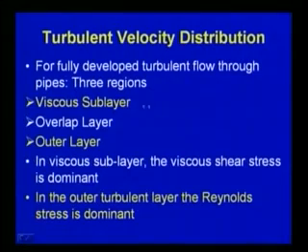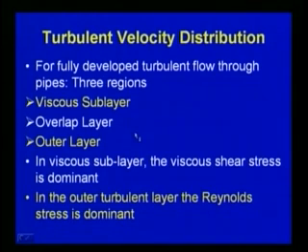Now, when we analyze the turbulent flow situation in the pipe system, for fully developed turbulent flow through pipes, we can observe three regions. One is the viscous sublayer, the second is the overlap layer, and then we have an outer layer. In the viscous sublayer the viscous shear stress is dominant, and in the outer turbulent layer the Reynolds stress is dominant.